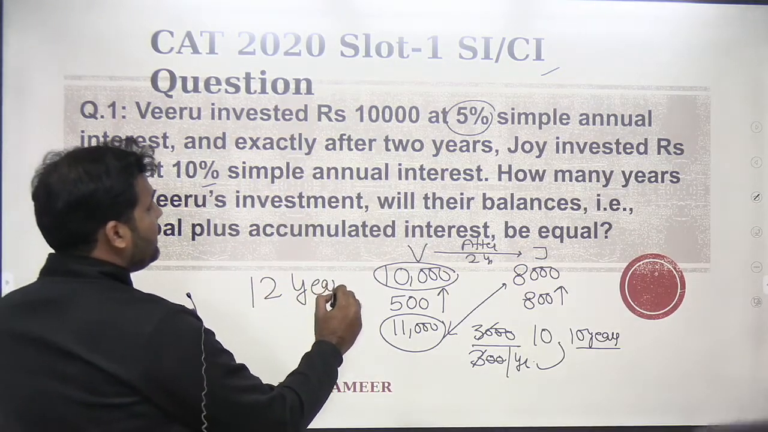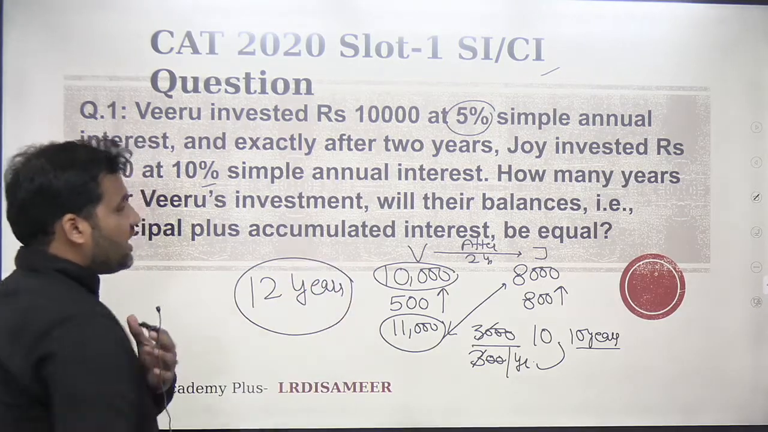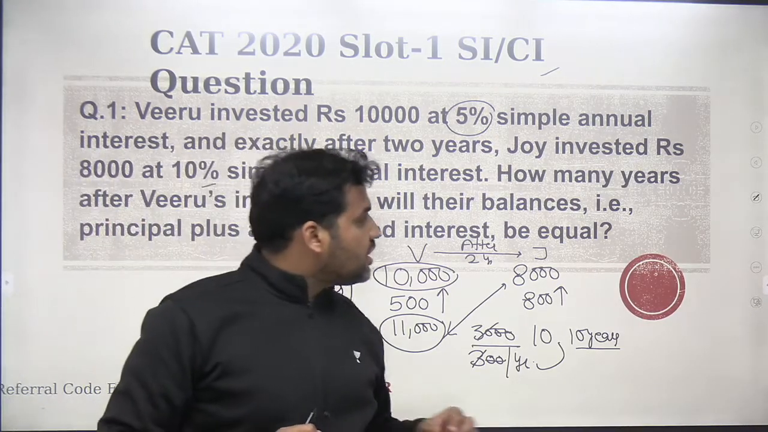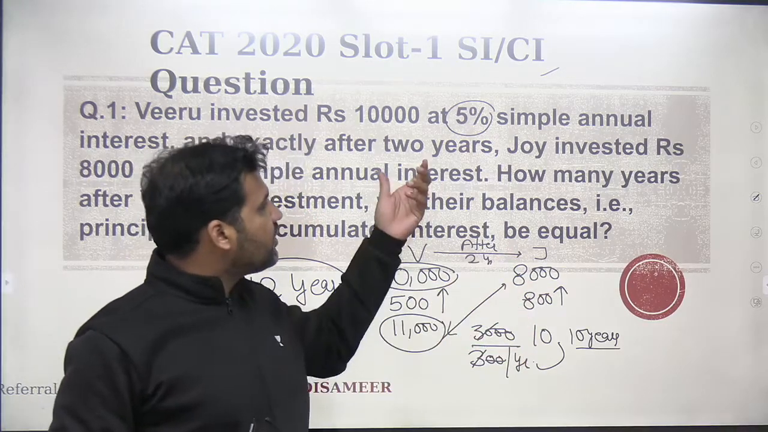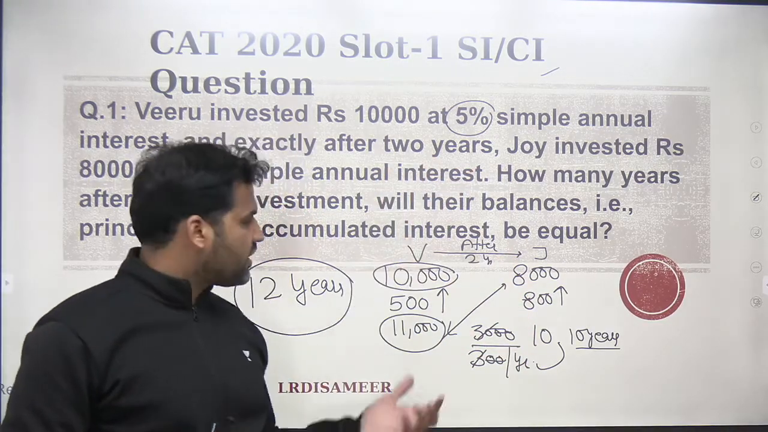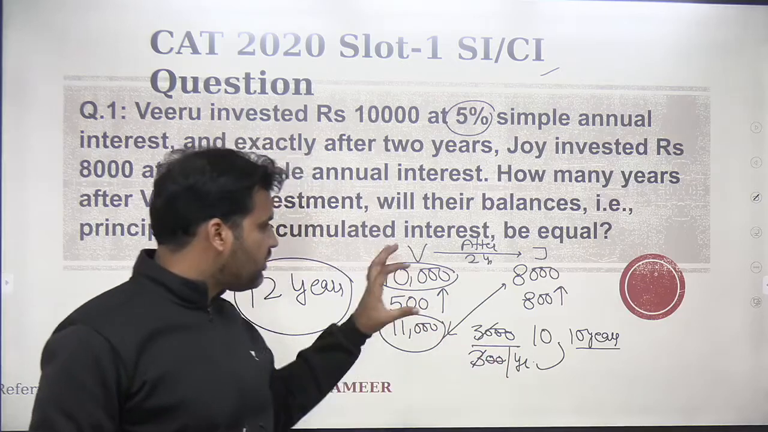That's it. So very easy, simple question, right? You cannot get an easier question than this in the CAT exam. Very, very simple question based on the concept of simple interest. No need to make any equation, simply observe it.